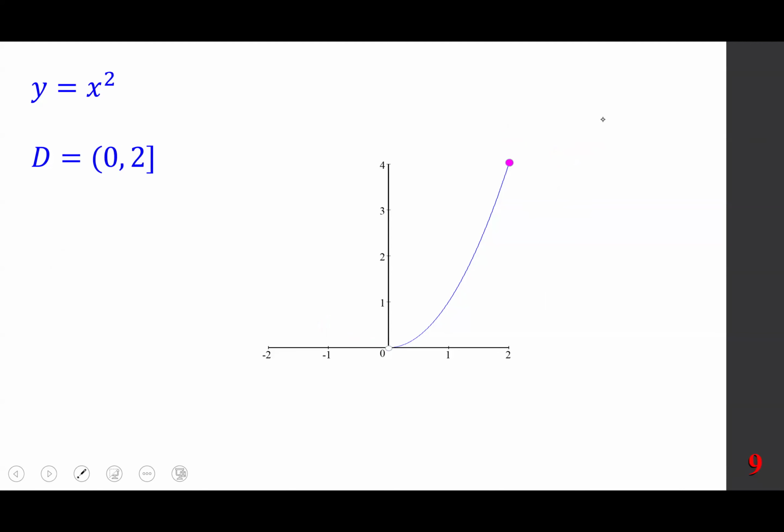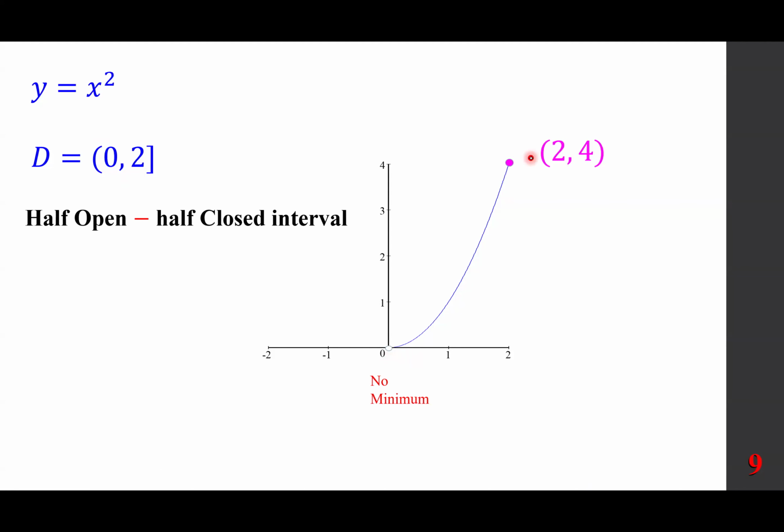We look at the same function. This time it is half open, half closed, meaning 0 is not included, but 2 is included. So this doesn't produce any minimum. But this one, located at (2, 4), gives us an absolute maximum equals 4 at (2, 4), and of course, no local extremes.